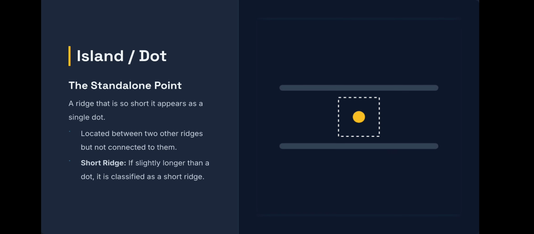Finally, we have an island or a dot, as shown in the yellow there. It's a ridge that is so short it looks like a period at the end of a sentence, standing alone between 2 ridges. If it's a little longer, we call it a short ridge, but if it's tiny, it's a dot.